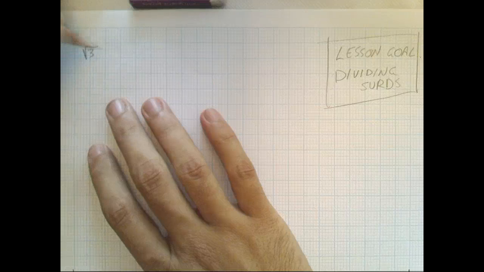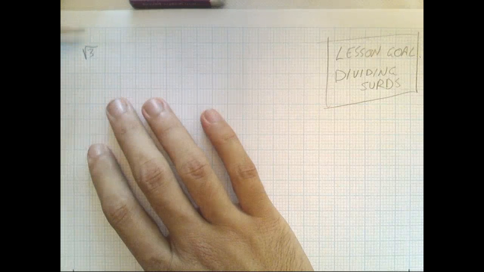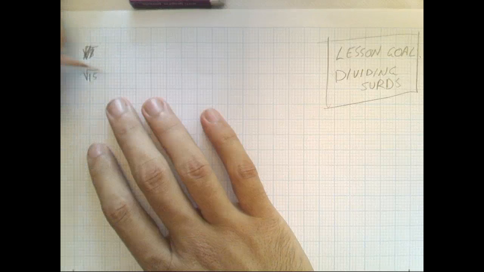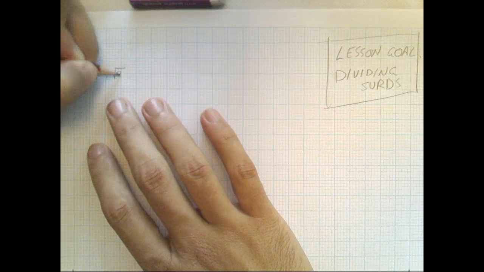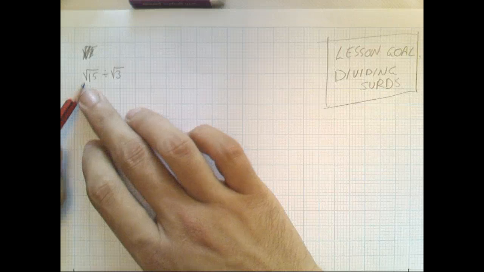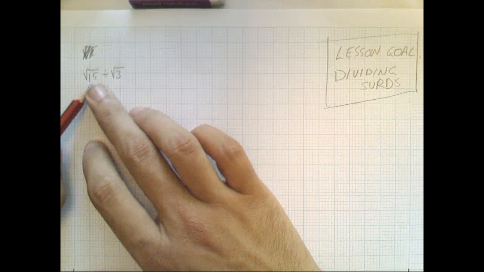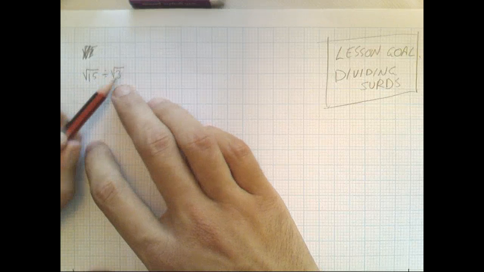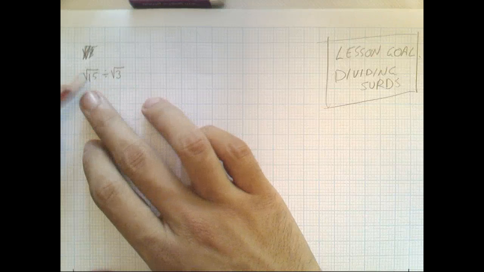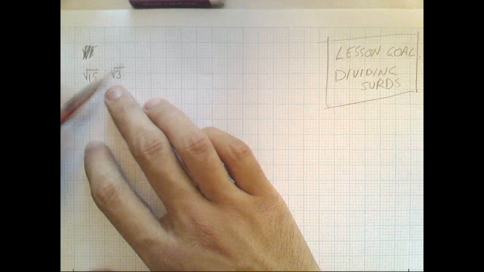Here's our first one. Actually, let's do a different one. Root 15 divided by root 3. Okay, here's our first example. Square root of 15 divided by square root of 3. You can just say root for short. Root 15 divided by root 3.